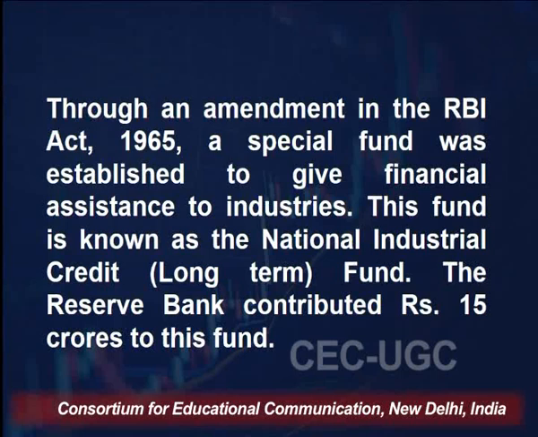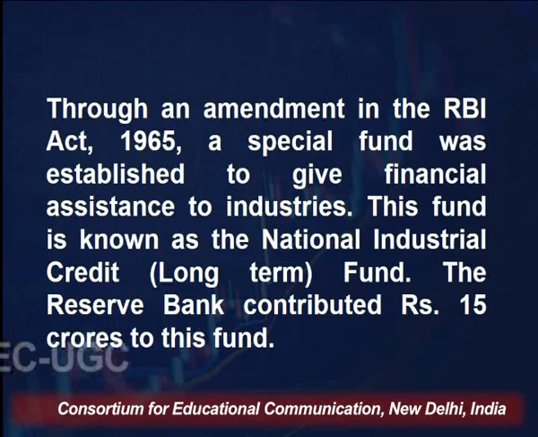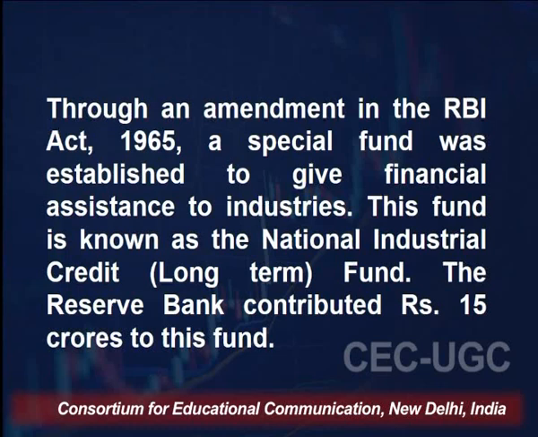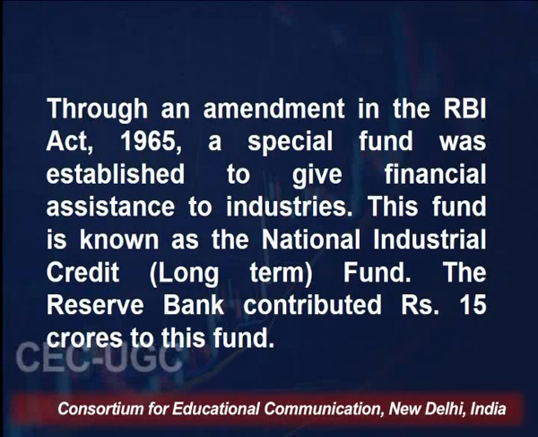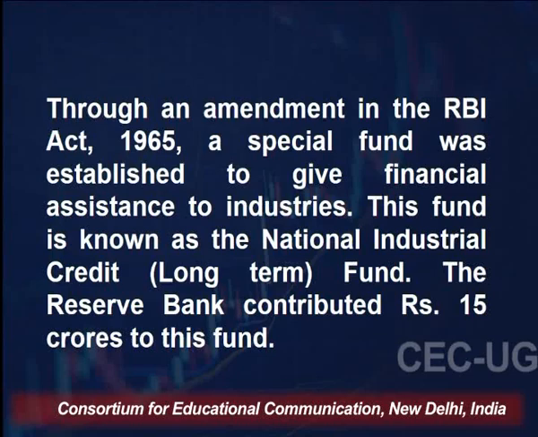So for industrial finance, the credit guarantee scheme was also enforced in 1960, but this scheme was closed in 1981. But again, a new scheme known as the Small Loans Guarantee Scheme was started in 1981 to provide guarantee support to all eligible credit institutions assisting small scale industries. Now, through an amendment in the RBI Act 1965, a special fund was established to give financial assistance to industries. This fund is known as the National Industrial Credit Fund, and this was for long-term loan purposes, and the Reserve Bank of India contributed more than 15 crore rupees to this fund.